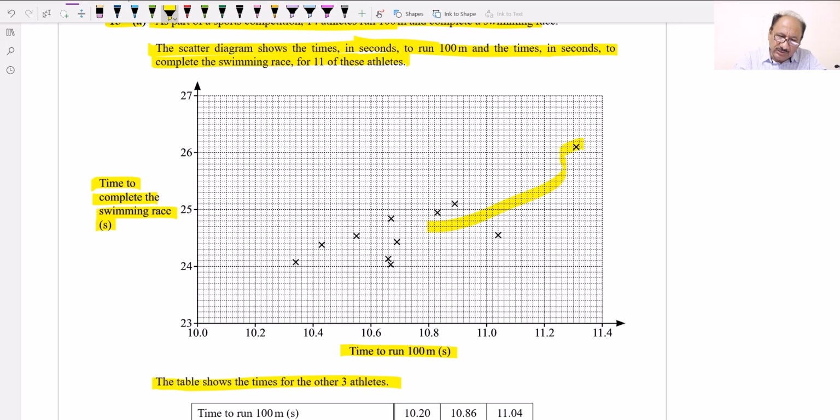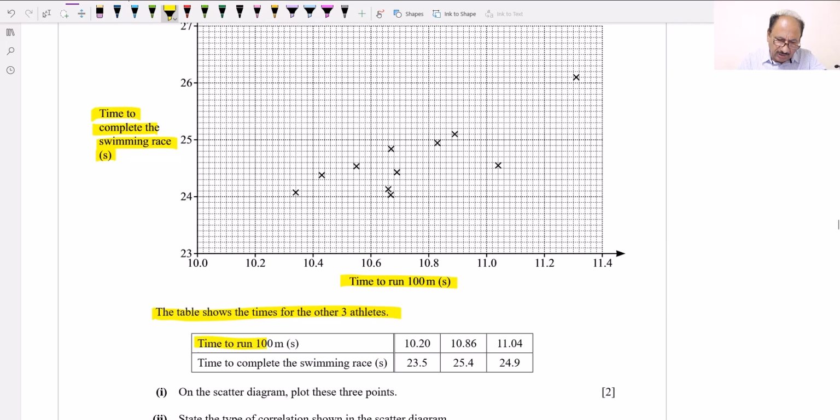So they have given this indication for 11, and the other 3 athletes they have given in this format: time to run 100 meters, and this is time to complete the swimming race. Part 1 is: on the scatter diagram, plot these 3 points. So 10.20 will be this one, and we have to indicate 23.5. So 23.5 is the middle, 1 2 3 4 5. So we can indicate over here, and this will be the first point which we have indicated.